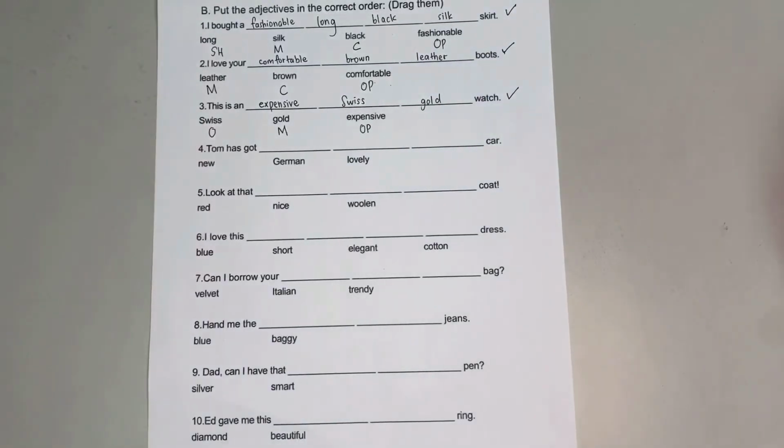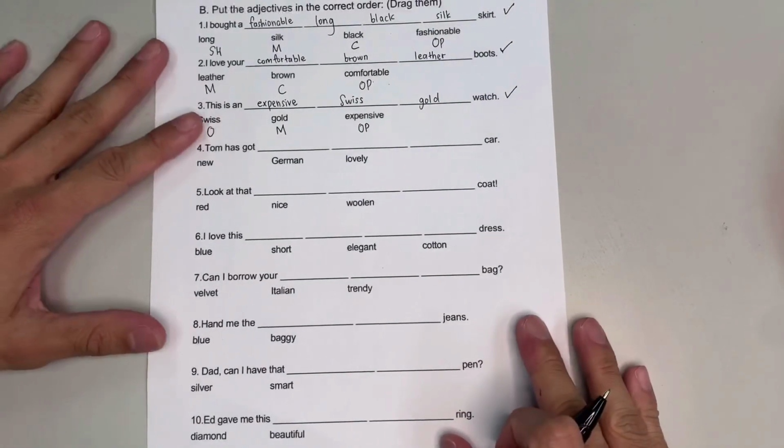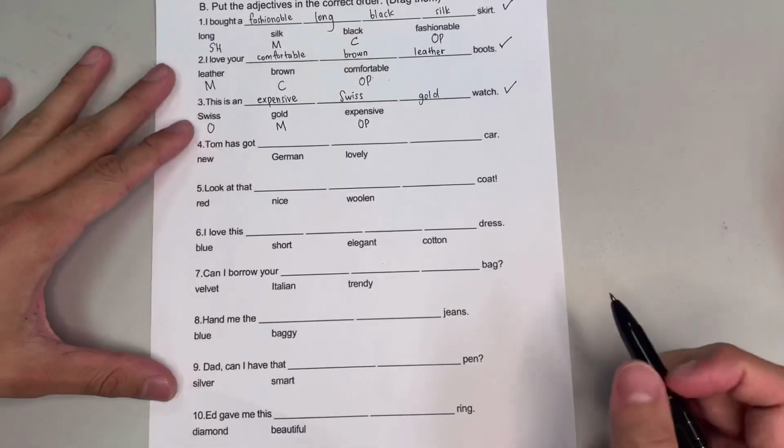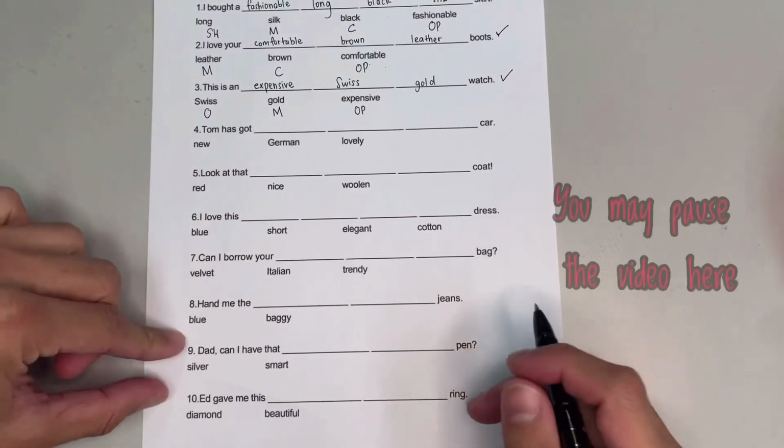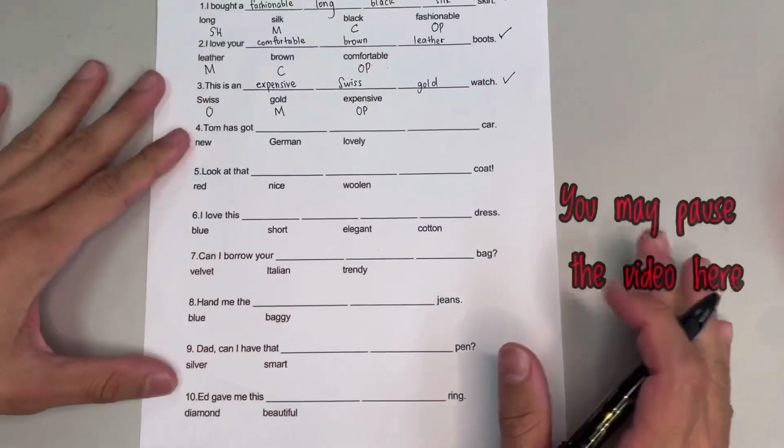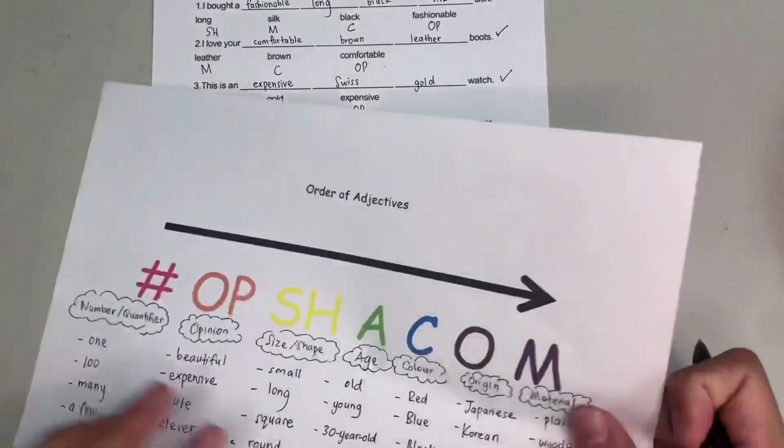That's all for today's lesson. Now students, you can try and complete questions number 4, 5, 6, 7, 8, 9, 10 on your own. Remember to use the OPSHACOM rule.